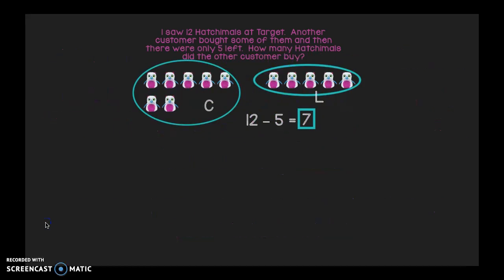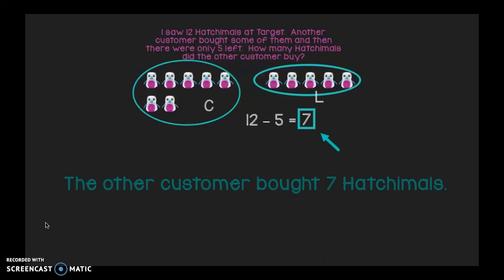So for example, when I'm talking about my Hatchimals, I found the answer was 7 right there. I'm going to turn my answer into a statement. I'm going to go ahead and just write 7, but in a sentence explaining what that 7 actually talks about. I wrote, the other customer bought 7 Hatchimals, because that's what the question was asking me. This whole sentence is my statement. That's what we're going to practice today. If you don't have a dry erase board or a math journal, can you go grab that right now? Because we're going to do some problems together and we're going to practice writing a statement.